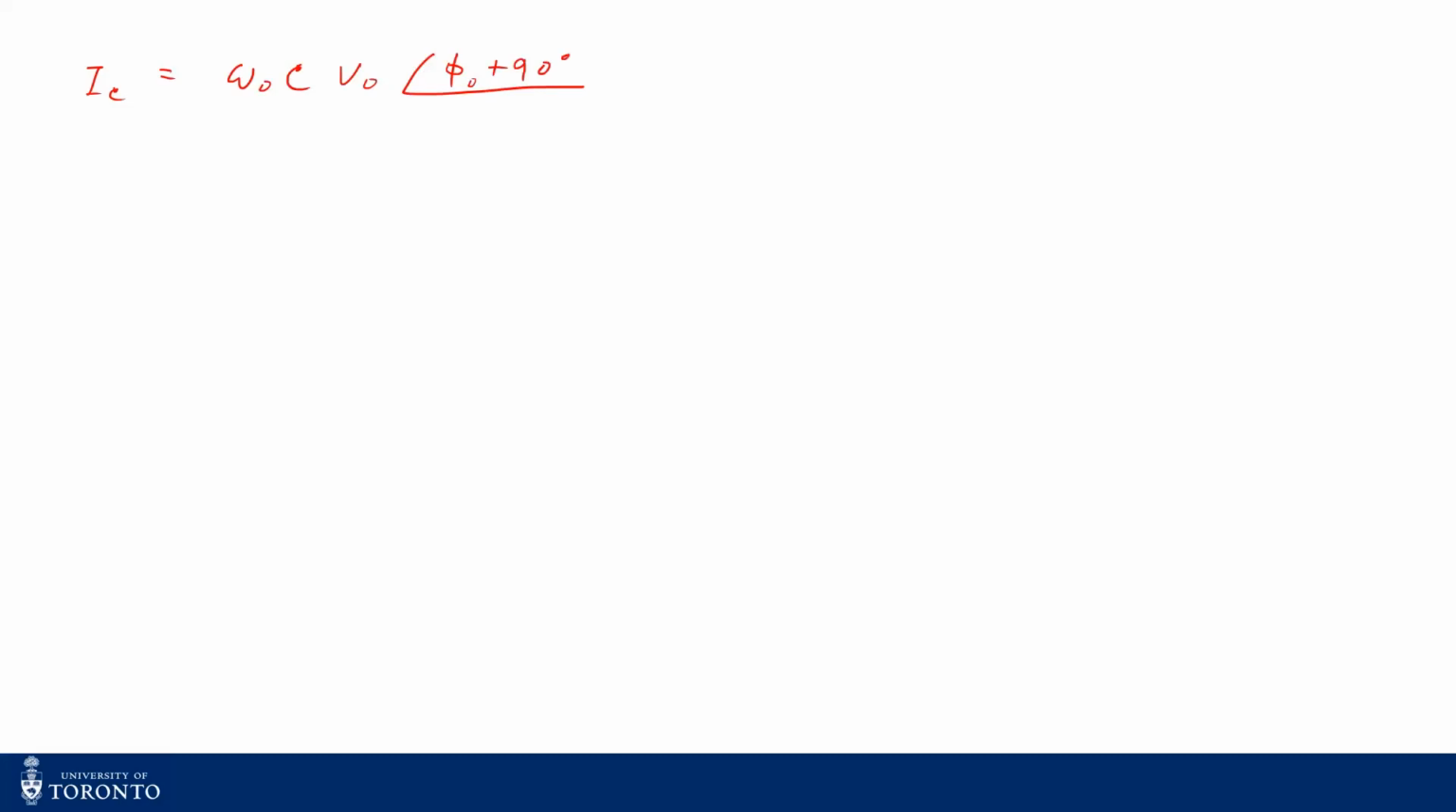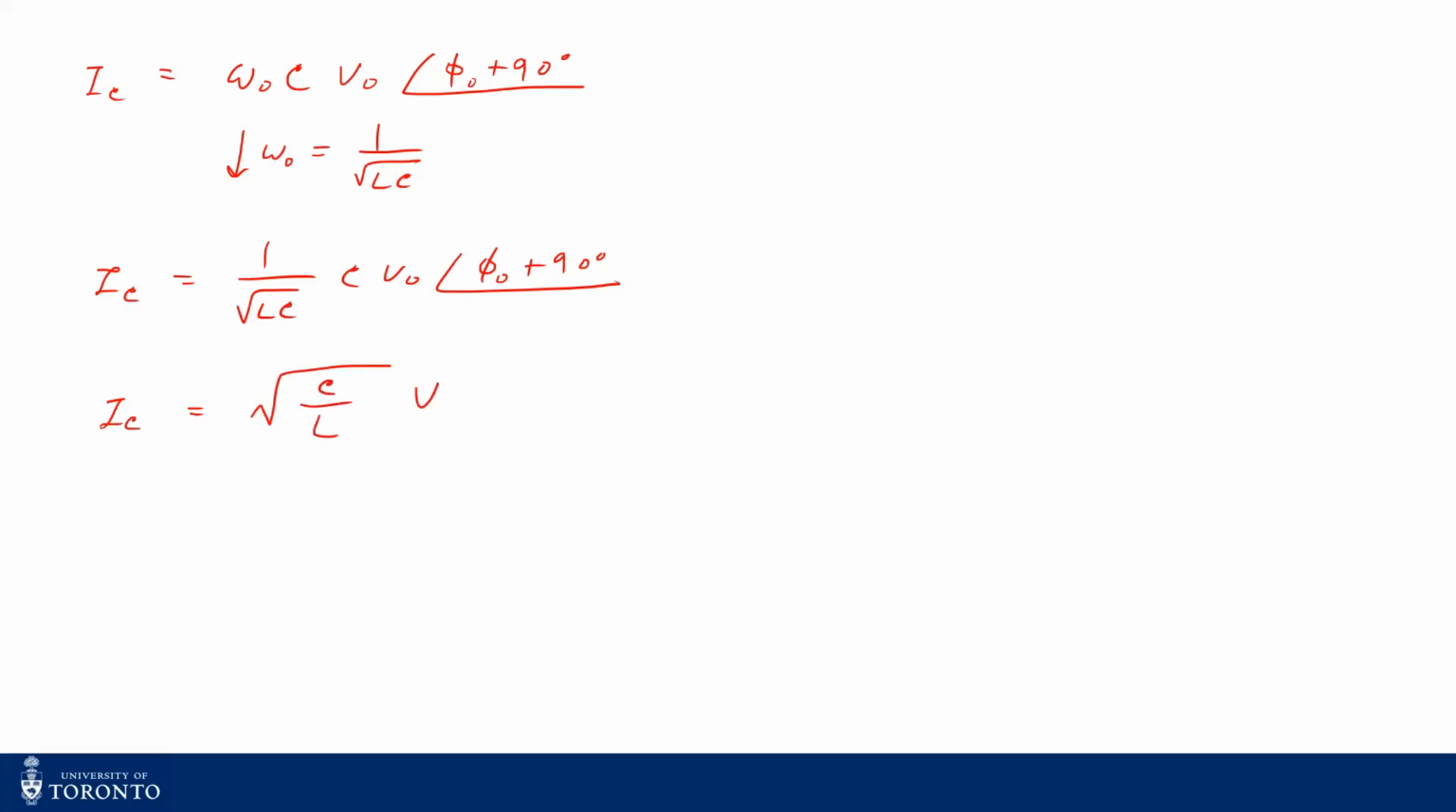plus 90 degrees, right? Now, if we plug in omega naught at resonance, which is just basically 1 by root LC, we get an IC value of 1 by root LC times C V naught, with phase of phi naught plus 90 degrees, right? So we see we get root C by L V naught, phi naught plus 90 degrees. So that's for IC.